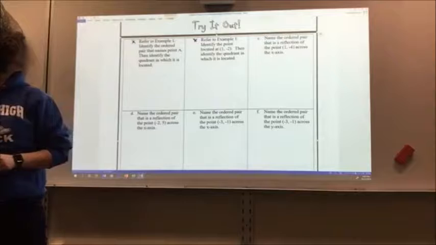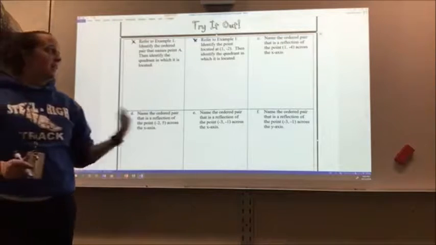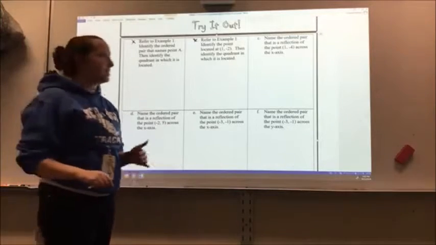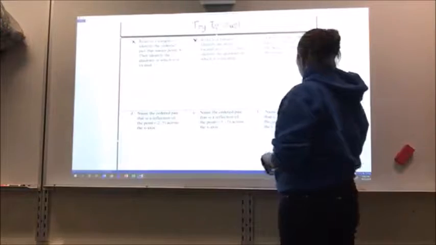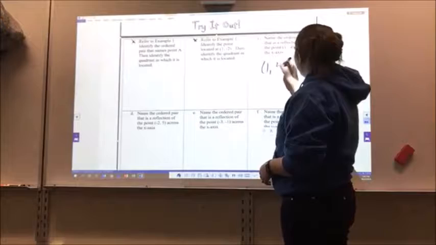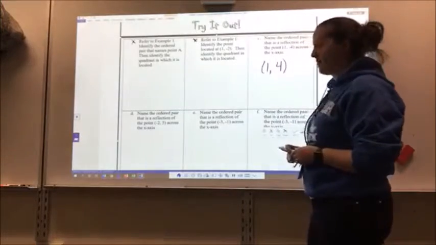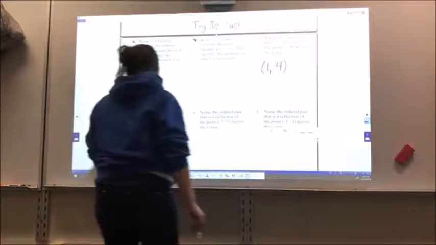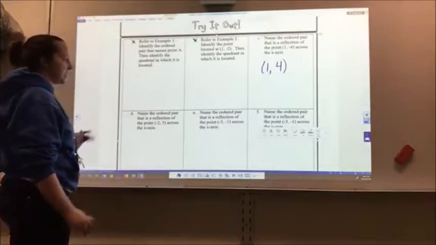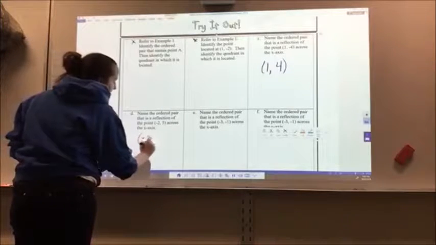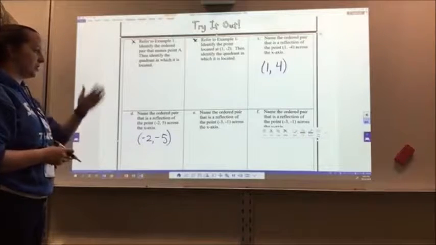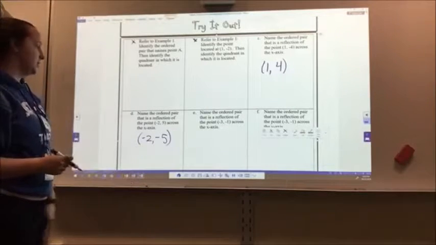So, remember that when you're crossing the x-axis, the x-coordinate stays the same and the y-coordinate flips. So, my x stays the same, my y becomes positive. For letter D, name the ordered pair that is a reflection of the point -2, 5 across the x-axis. Again, the x stays the same, the y becomes negative. And you're just moving it from up to down or down to up.